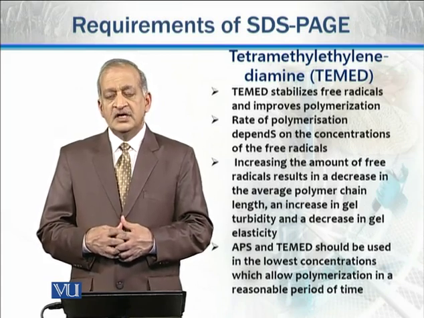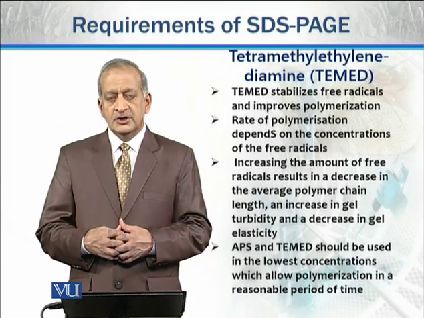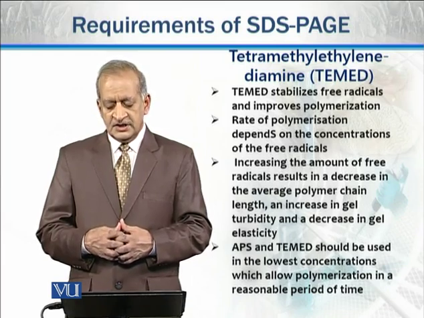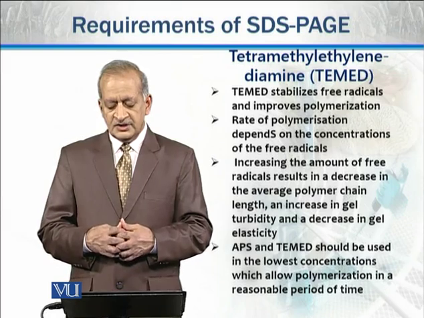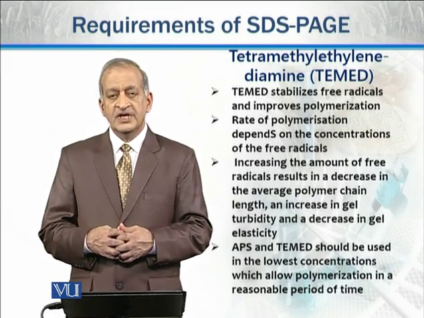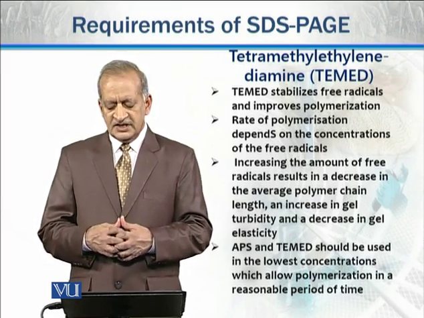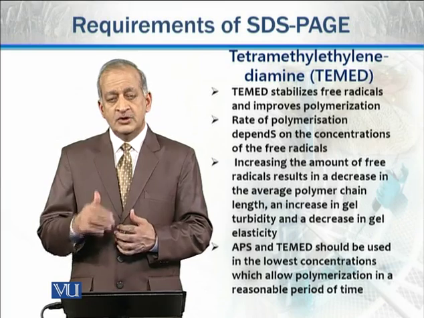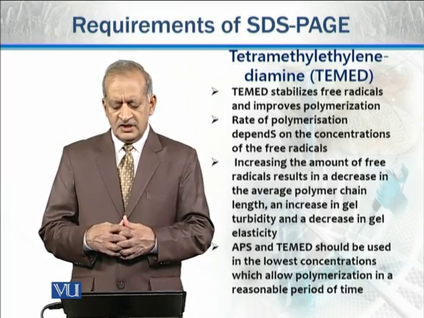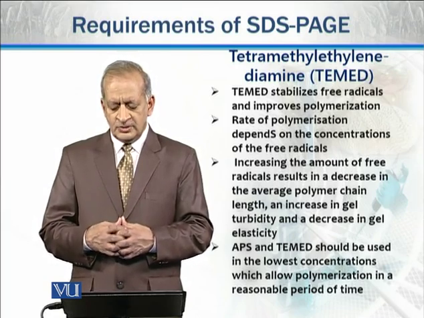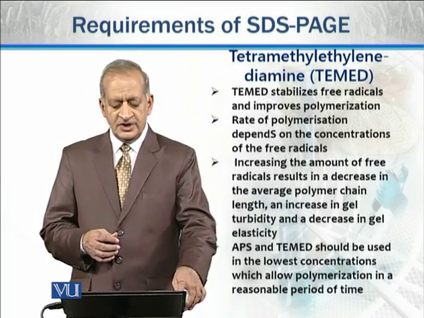Rate of polymerization depends on the concentration of free radicals. Increasing the amount of free radicals results in a decrease in the average polymer chain length, an increase in gel turbidity, and a decrease in gel elasticity. And this APS and TEMED should be used in the lowest concentration, because they allow polymerization in a reasonable period of time.